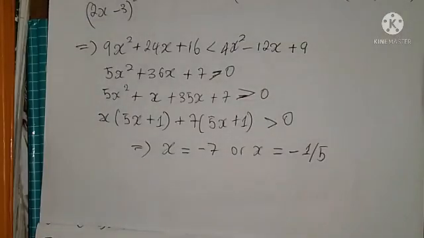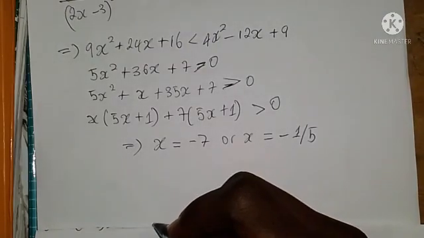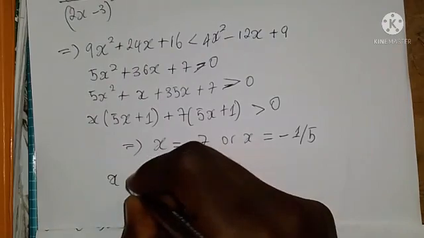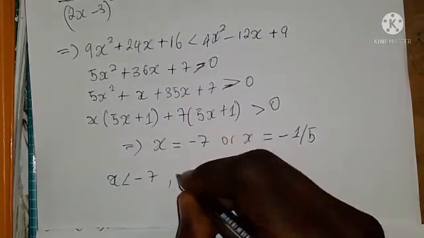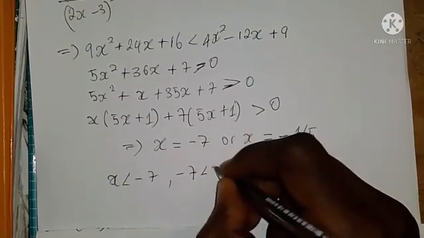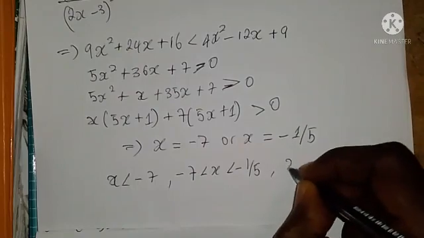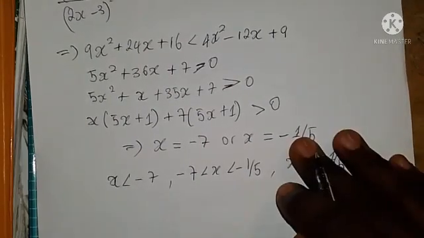So here we're going to have x less than negative 7, negative 7 less than x less than negative 1 over 5, and x greater than negative 1 over 5.